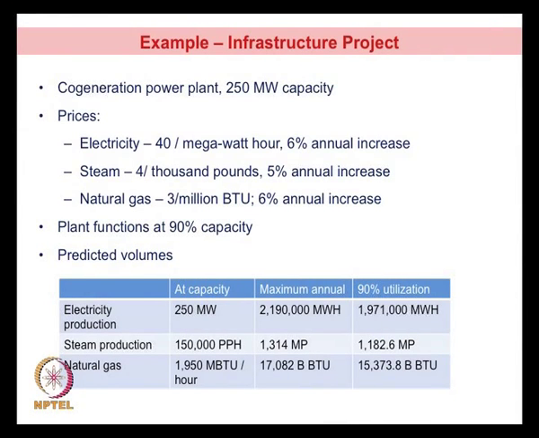So therefore, the electricity production every year, if we assume a 90% utilization, will be 1.971 million megawatt hours. The steam produced will be 1182.6 million pounds, and then the natural gas that is needed would be 15373.8 billion British thermal unit.